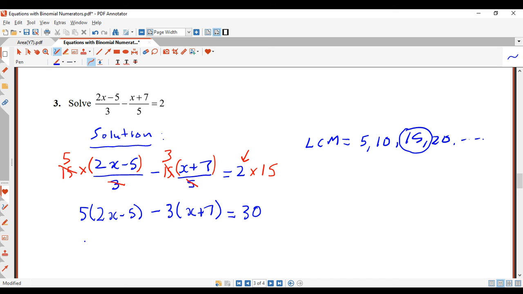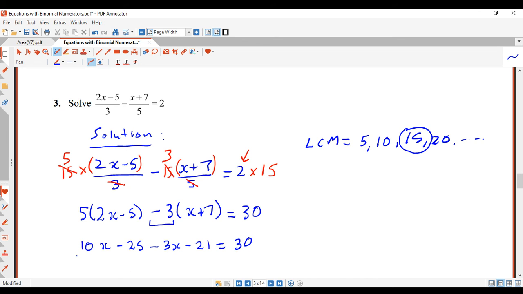So 5 times 2x is 10x. Now 5 times negative 5 is negative 25. Okay, now you've got to be careful here. This is negative 3. So negative 3 times x is negative 3x. And then negative 3 times positive 7 is negative 21. So that's equal to 30.